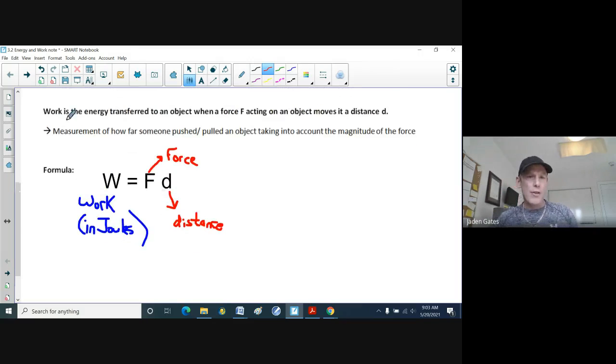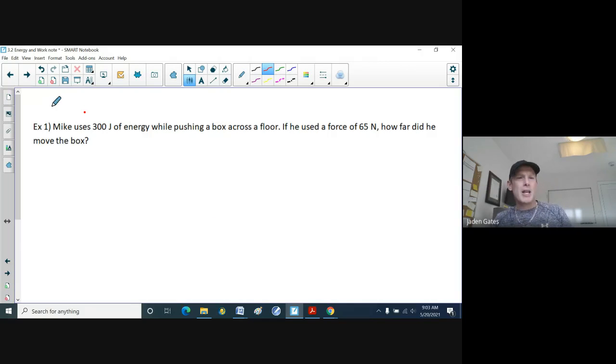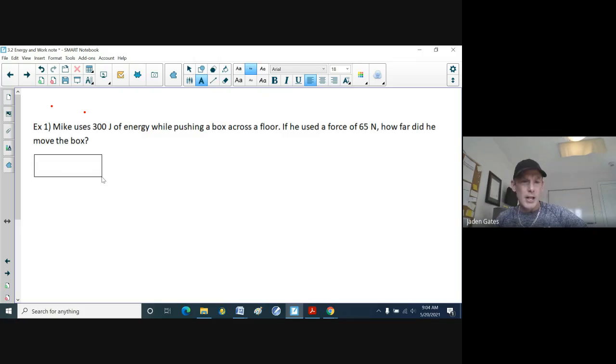All right, so on that note, let's try out a couple examples here. Mike uses 300 joules of energy while pushing a box across the floor. If he used a force of 65 newtons, how far did he move the box? All right, so again, as always, I like to write down my variables of what I have. That 300 joules of energy is how much work has been done. We know that Mike here pushed with a force of 65 newtons. And this time we are looking for our distance.